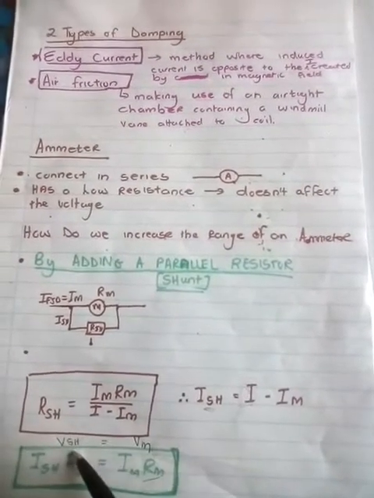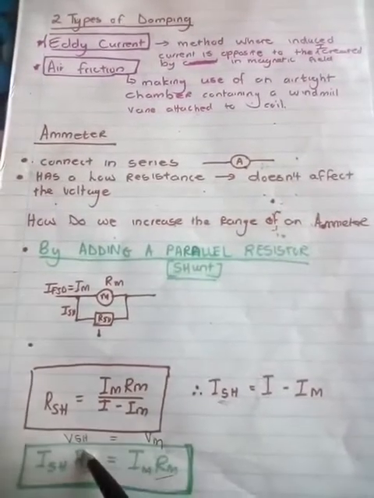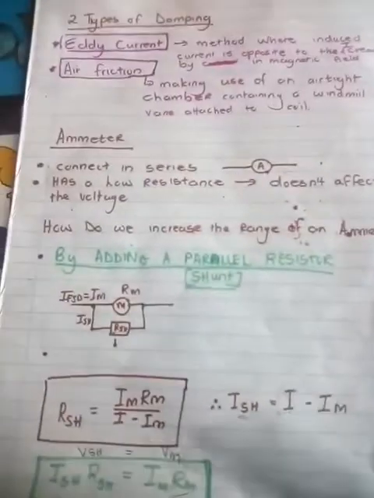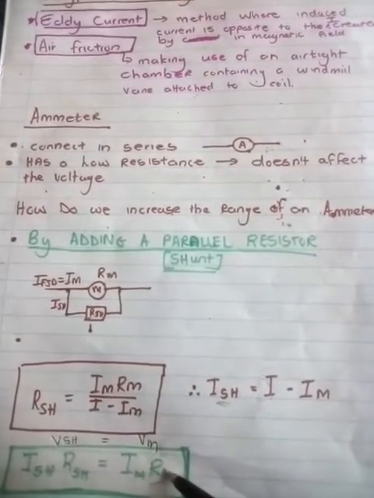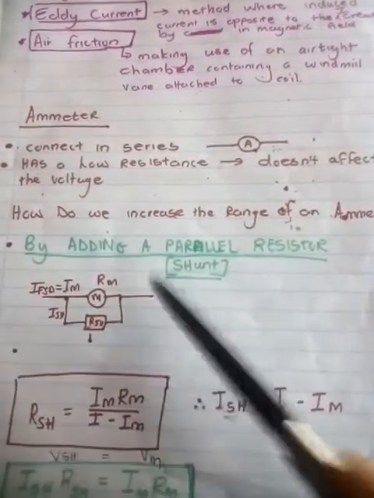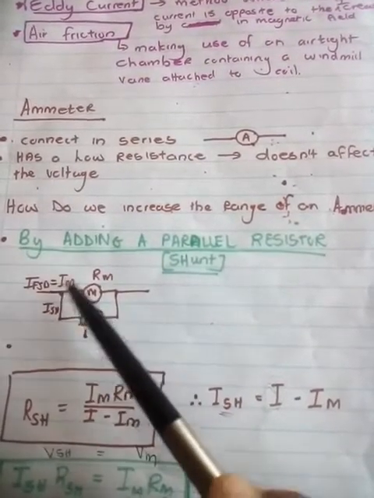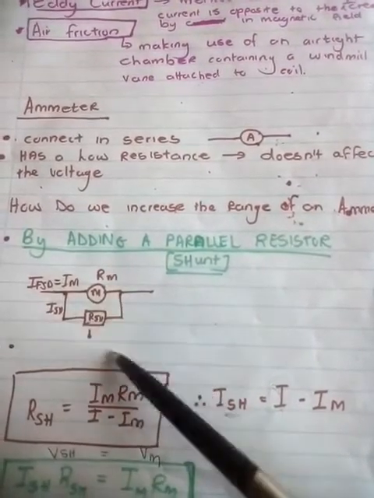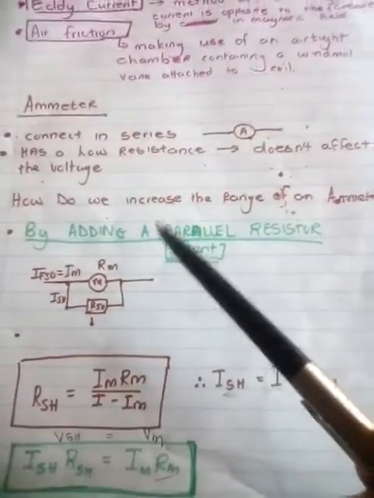This is also equal to I times R, which is equal to voltage. The voltage of the shunt is equal to the voltage of the meter, because the voltage across here will be equal to the voltage across there, since they are in parallel.